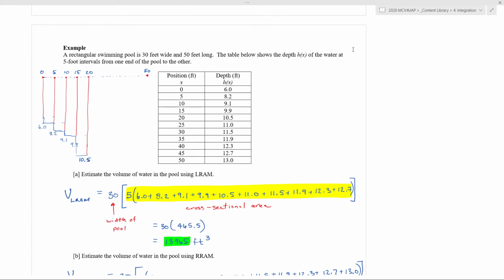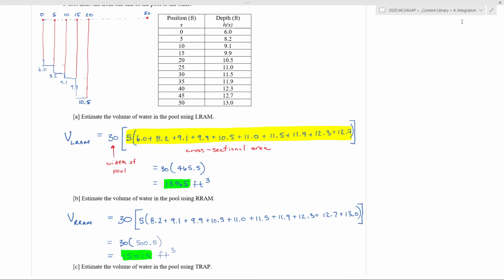Part B is the exact same thing. The only difference is you're using a right rectangular approximation. So the width of the rectangles is still 5. Except now, I would start at 8.2, then 9.1, 9.9, 10.5, all the way down to the end. So this time I would be using the last value in the table, but I wouldn't be using the first value in the table.